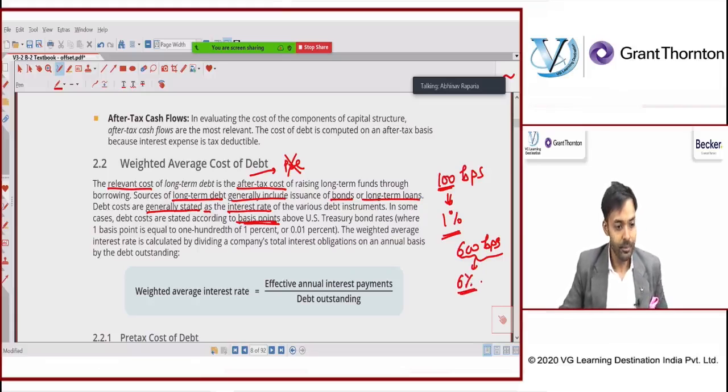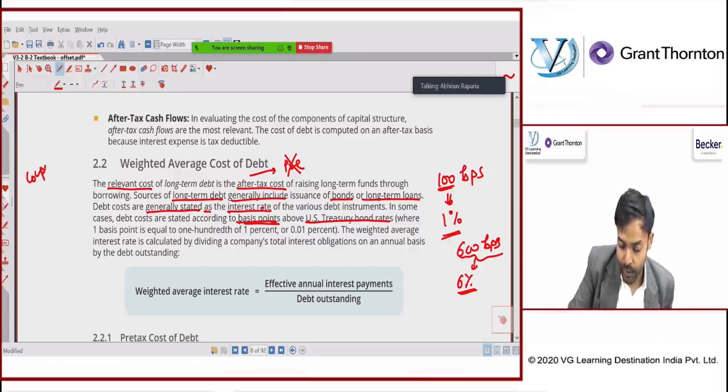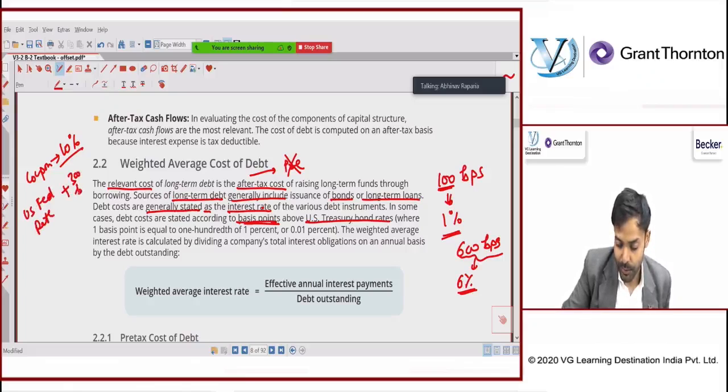So debt costs are generally stated as the interest rate of the various debt instruments. In some cases, they are stated as basis points above the US Treasury bond rates. In the world, the safest instrument is the US Treasury bond. Nothing is safer than US Treasury instruments. If the entire world collapsed, the safest instrument is going to be US Treasury bonds. Sometimes it is mentioned as a percentage, for example the coupon is 10%, or sometimes it could be given as the US Fed rate plus 300 basis points.